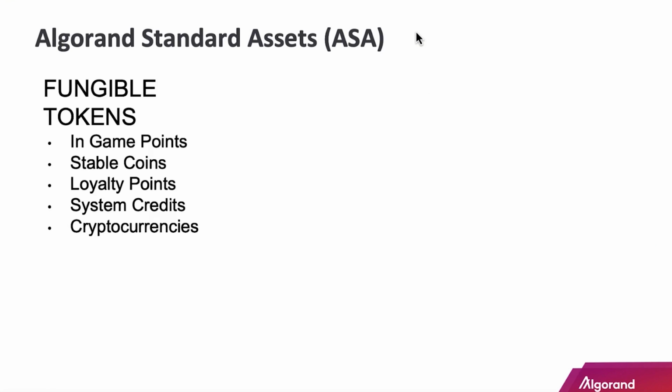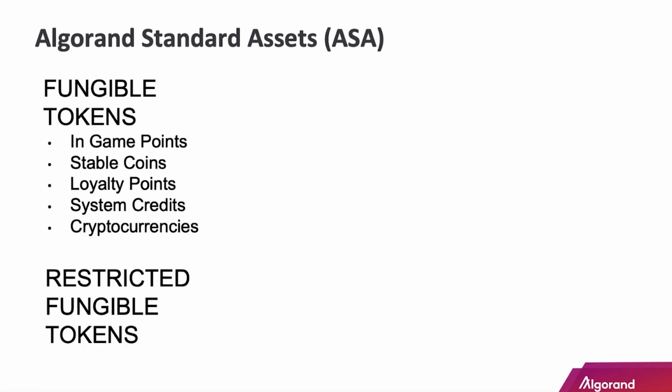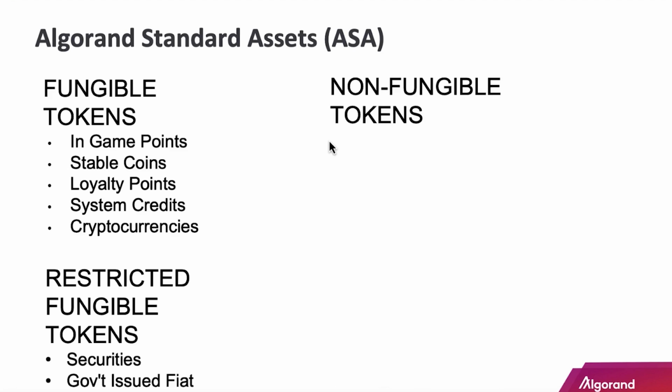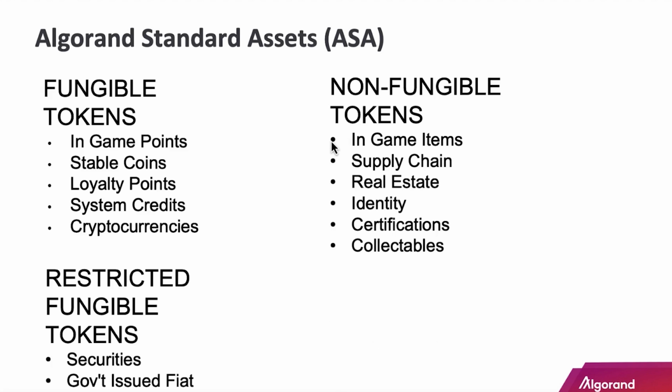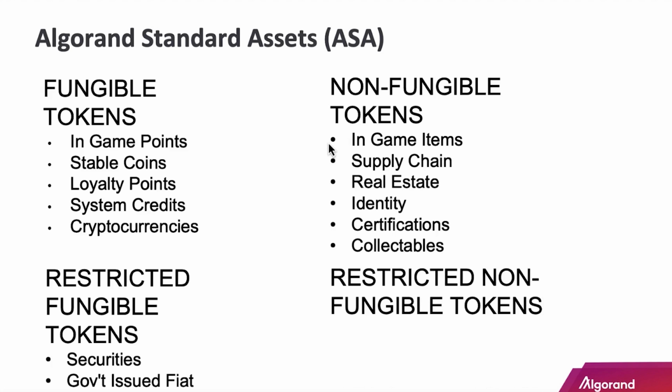Drilling down just into ASAs, you can see here you have fungible tokens. Examples of these are in-game points, loyalty points, which is another big one, system credits, cryptocurrencies. Then you also have restricted fungible tokens that have clawback capabilities. And then on the non-fungible side, or NFTs, these are more like collectibles, is how I like to think of them. Collectibles are unique. Think of a baseball card: each one has different characteristics. It could be new, it could be damaged, it could be unique, very rare, all of those. So this is how I like to think of NFTs. Also, like I alluded to, this is what they use for the copyright system.